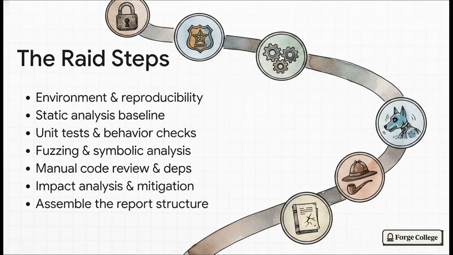Step 4, this is a fun one. This is where we bring in the canine unit, fuzzing and symbolic analysis. We just let the fuzzers sniff out those bizarre twisted edge cases that our normal human mind would probably miss. Step 5 is the manual code review, where you use your seasoned detective intuition to inspect the logic. Step 6, we apply our impact analysis to figure out the actual damage. And finally, Step 7, we assemble the report. Just 7 clear, logical steps to victory.